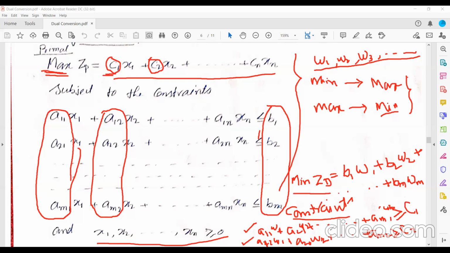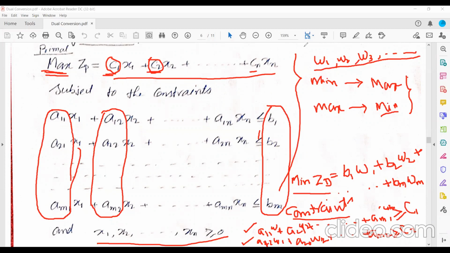Then next, that will be greater than or equal to C2. Next, that will be greater than or equal to C3. Then like this, it will go on. Last will be Cn. So if you see, the number of columns in the constraints in the primal is equal to the number of rows in the constraints in your dual.